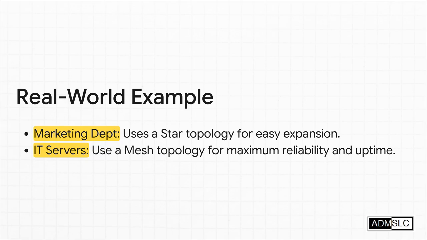And here's where it all comes together. Imagine a typical office. The marketing team, they're probably on a star network. Why? Because it's easy to add a new desk and a new computer as the team grows. But the company's main servers, the ones that absolutely cannot go down, they're going to be on a rock-solid mesh network for maximum uptime. See? It's all about picking the right tool, the right blueprint for the right job.